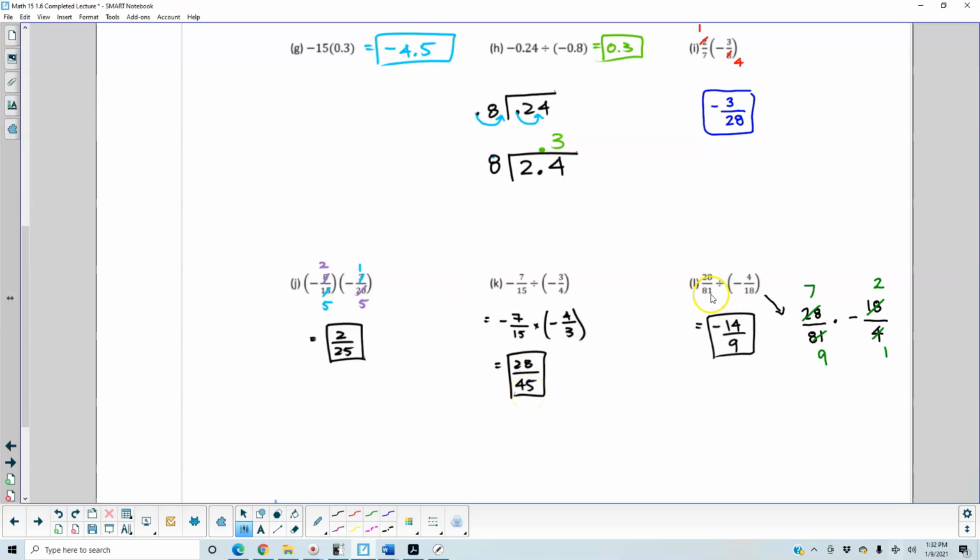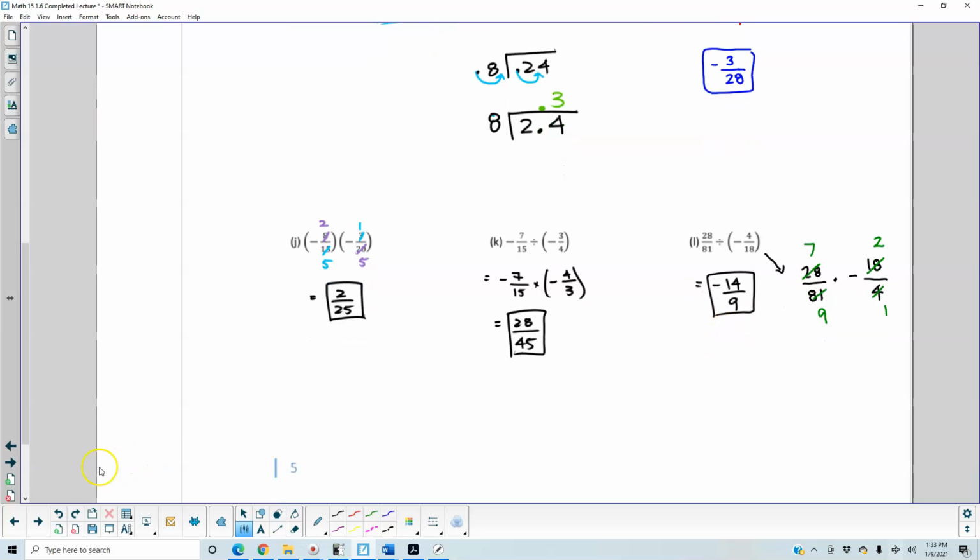Next, we have 28 over 81 divided by negative 4 over 18. So we're going to divide by turning this into multiplication and taking the reciprocal, so it becomes negative 18 over 4. And then we can simplify. Well, 4 goes into 28 7 times. 4 goes into 4 1 time. 9 goes into 18 2 times, and 9 goes into 81 9 times. So 7 times 2 is 14. 9 times 1 is 9. And since a positive times a negative makes a negative, this is a negative result.